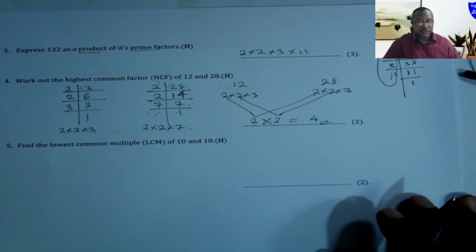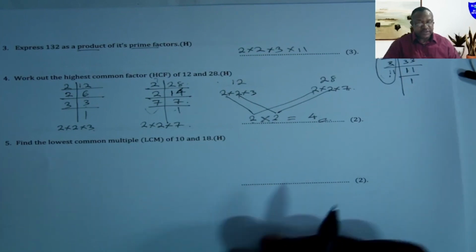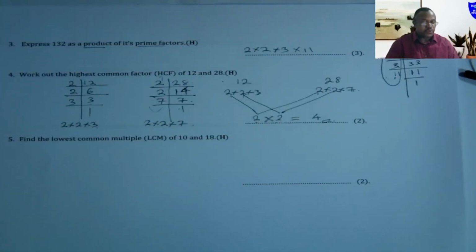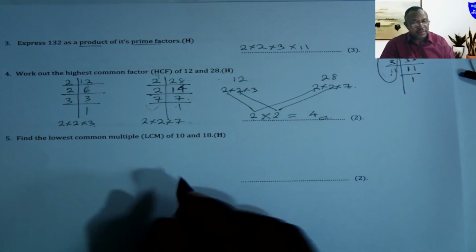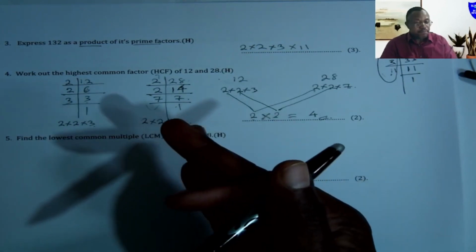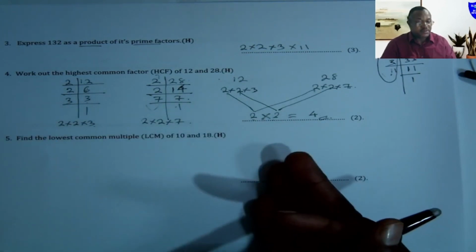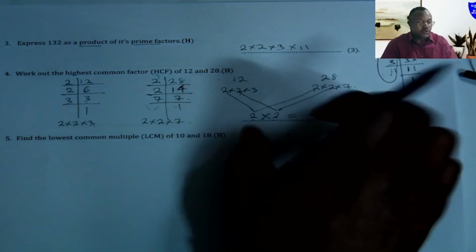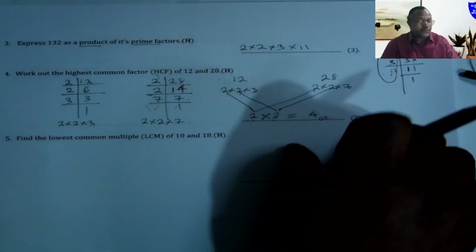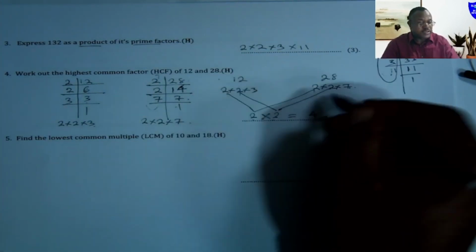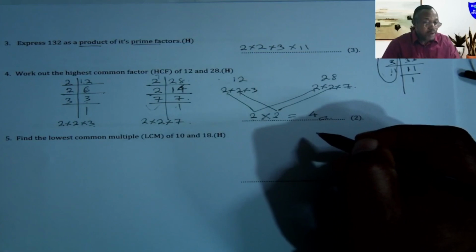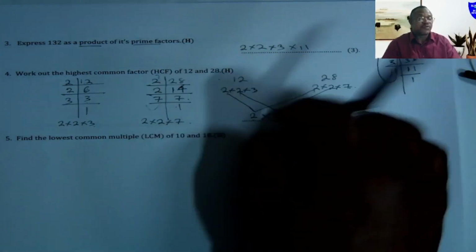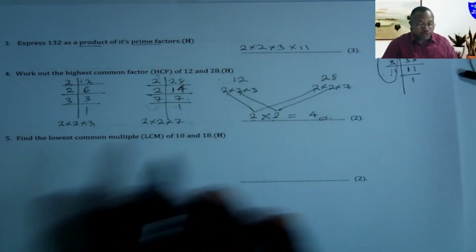Now let's look at number 5. Number 5 is asking us to find the lowest common multiple of 10 and 18. Now the same method applies in this case, right? You find the prime factors of both numbers, you express them as a product of their prime numbers, and then you do like what I did, but it's slightly different. Instead of taking the common ones here, you cancel out the common ones on one side and multiply all of them together. I'll show you how that works.